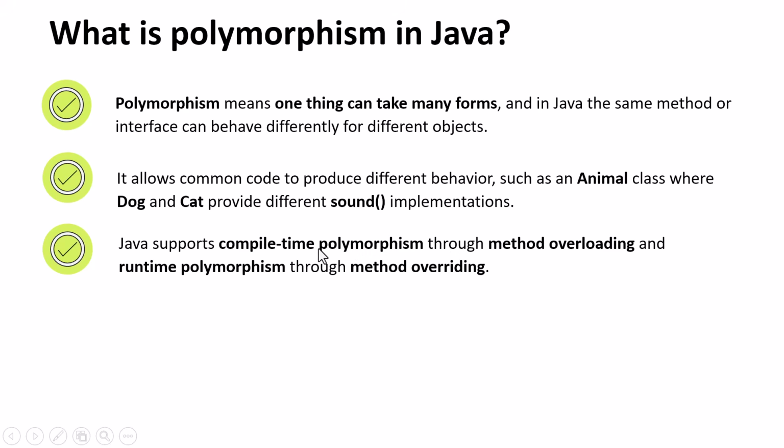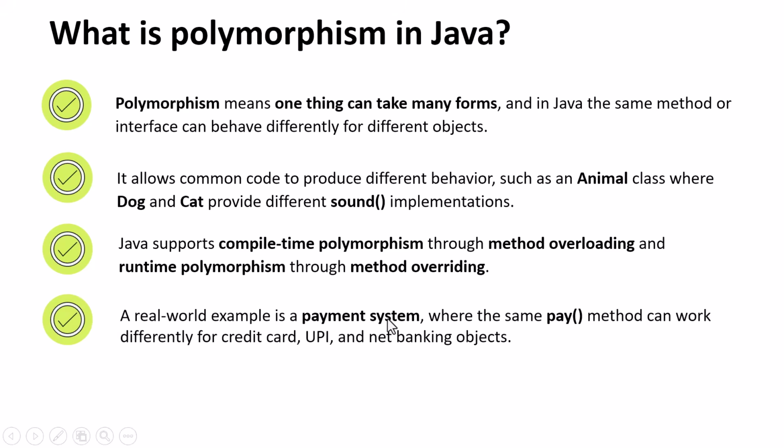Compile-time polymorphism is usually achieved through method overloading, and runtime polymorphism is achieved through method overriding. A real-world example is a payment system. The same method like pay can be used, but one object may process payment using a credit card, another using UPI, and another using net banking, so the behavior changes based on the actual object.